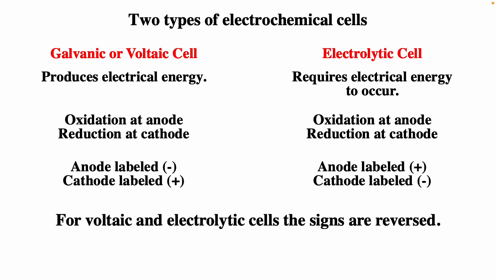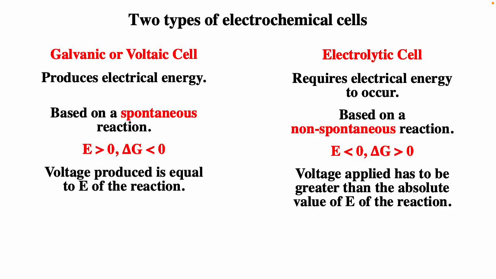For a galvanic cell, you're converting chemical potential energy into electrical energy. For an electrolytic cell, you're converting electrical energy into chemical potential energy. Oxidation always occurs at the anode. Reduction always occurs at the cathode. Again, oxidation and anode both start with vowels. Reduction and cathode both start with consonants. And so galvanic cells are based on spontaneous reactions.